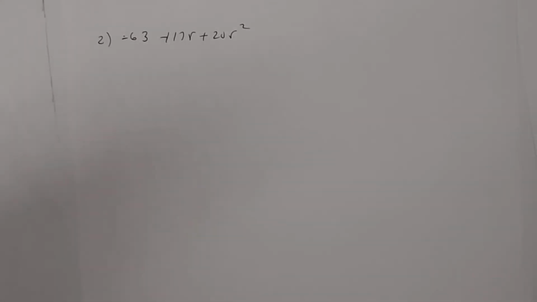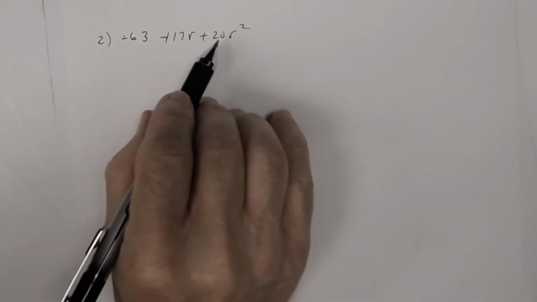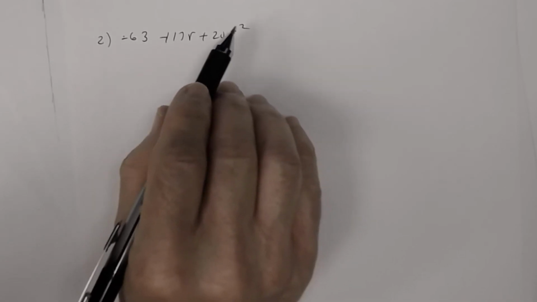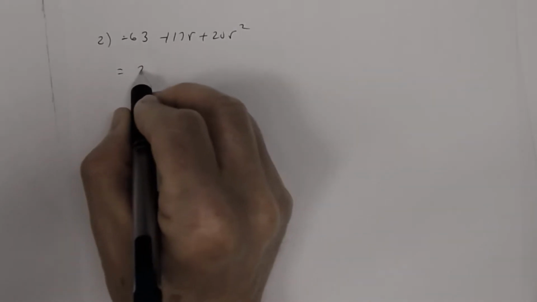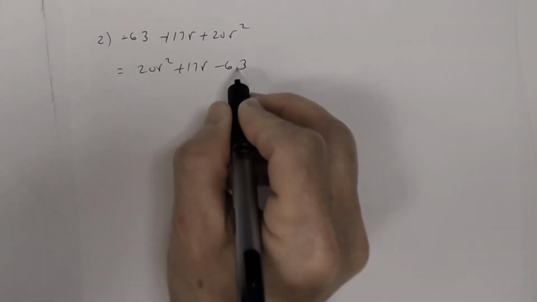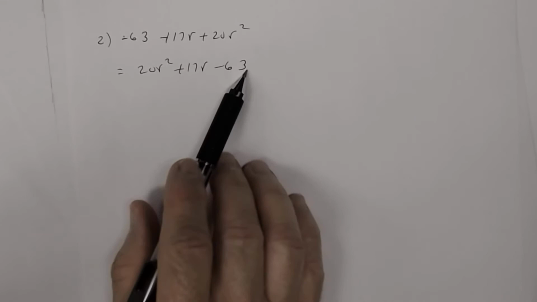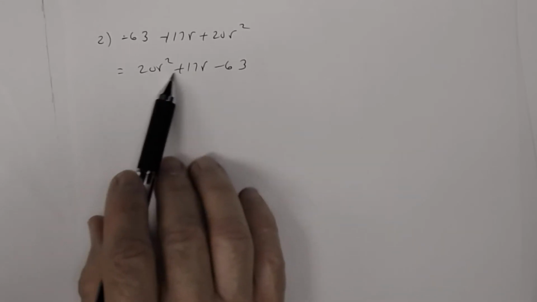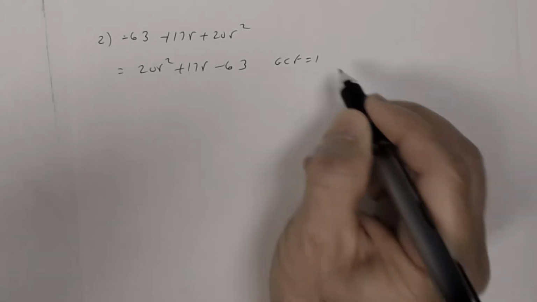Yeah, so you want to try and put this in descending order, right? It makes things a lot easier when factoring when your leading term is r squared. So I'm going to rewrite this as 20r squared plus 17r minus 63. Always make sure it's in descending order. It makes things a lot easier for you. Now find the GCF of those three terms. Well, the GCF is 1.